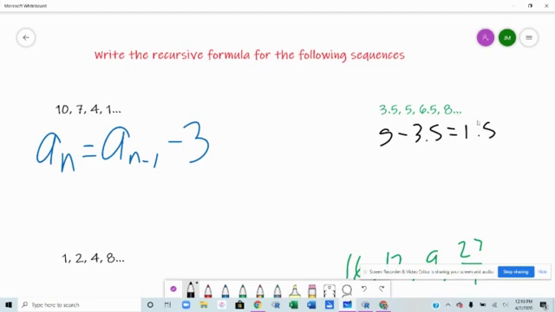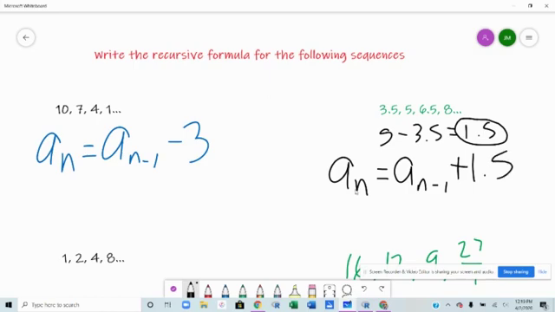If this is an arithmetic sequence, this is my common difference. 3.5 plus 1.5 gives me 5. Now check 5 plus 1.5, yes, it gives you 6.5. And then 6.5 plus 1.5, yes, it gives you 8. So this is your common difference for your arithmetic sequence, which means your recursive formula would be a_n equals a_(n-1) plus 1.5, because you're adding 1.5 to get to the next term.